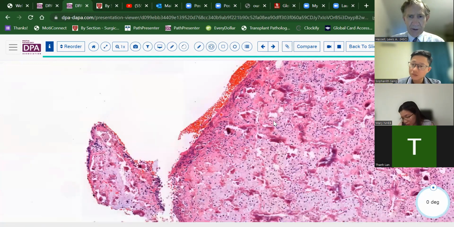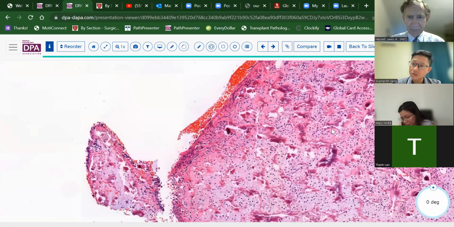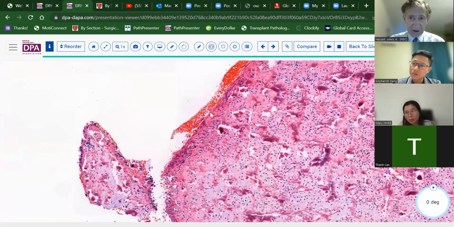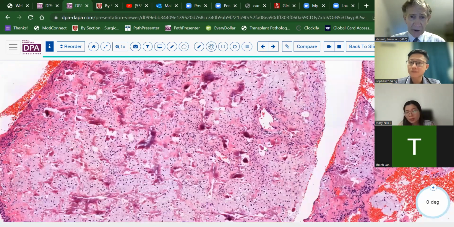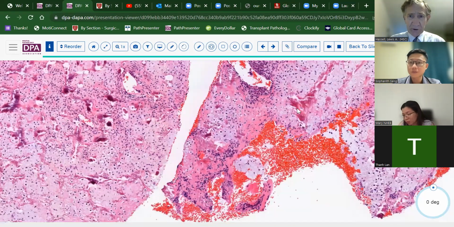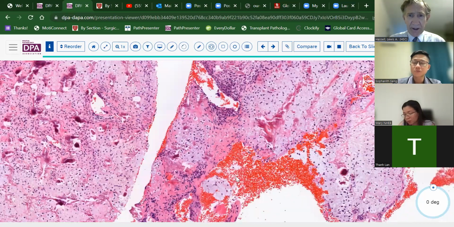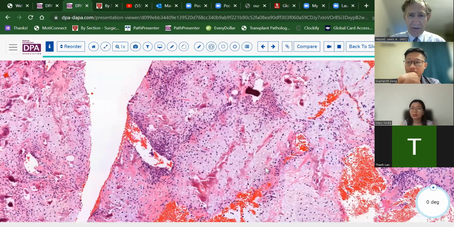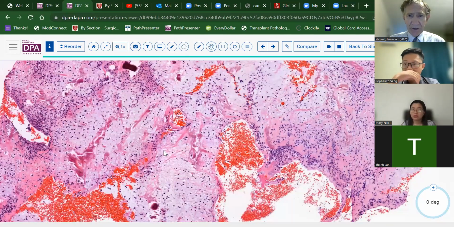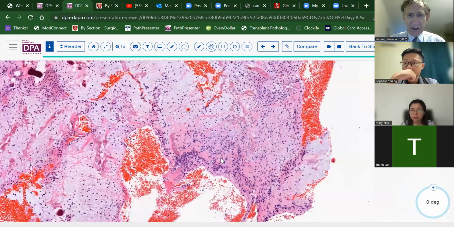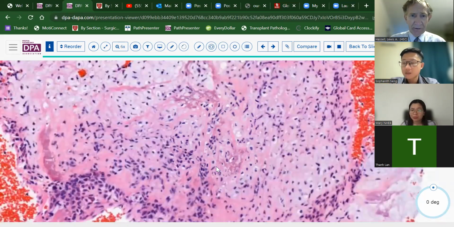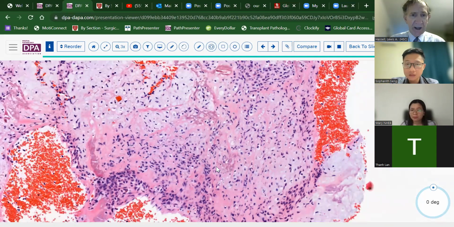And this would have some chondroid differentiation, but it's not a low-grade tumor. This would lead to courses of chemotherapy, followed by hopefully resectability, and potentially now a much longer survival than might have been previously thought to be the case for these young patients.